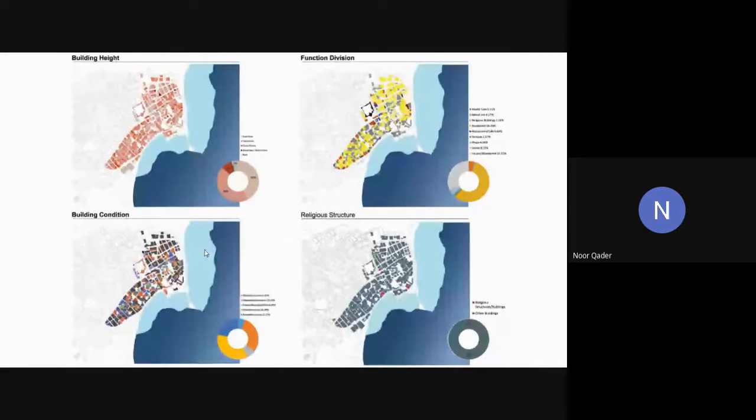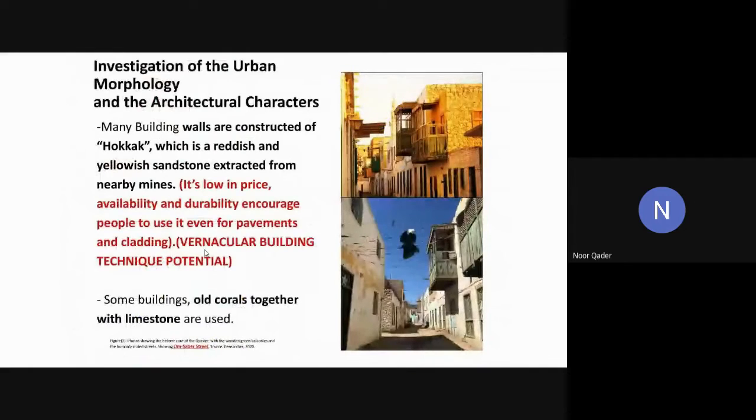Okay, then we can go to the next slide. As for the building conditions in the historic core, 20% are ruined structures, and dilapidated structures are almost 30%. You can go to the next slide, Priya.